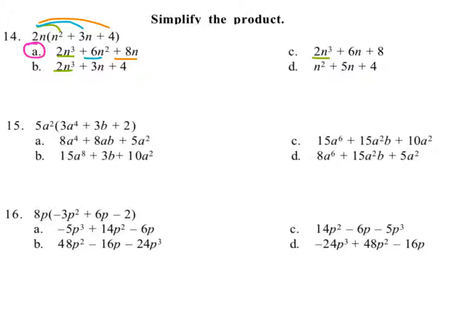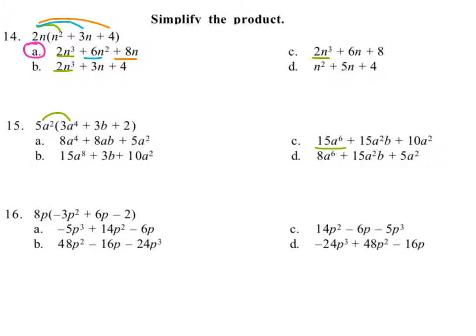Let's do it again. We've got 5a squared times 3a to the fourth. Well, 5 times 3 is 15, and a squared times a to the fourth is a to the sixth. So we've got 15a to the sixth. Okay, that's what C has. That's a good sign. Notice some things, like if you accidentally added 5 plus 3, which is not what you do, you multiply, but if you accidentally added, you get an 8. So, for example, D has 8a to the sixth. That's a common mistake somebody might make.